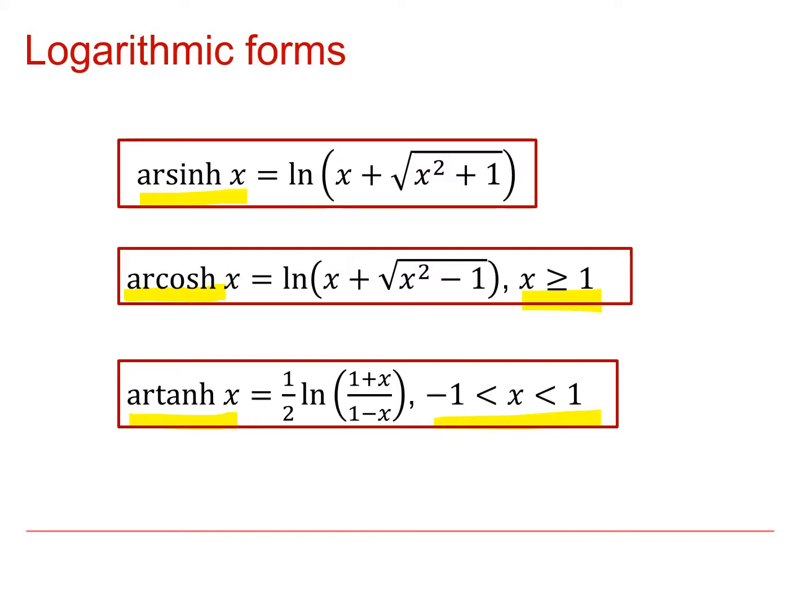Now, these formulae are in your formula book, but it is important to remember them, at least remember that they're there, and to understand the restrictions that are placed on arccosh and arctanh.